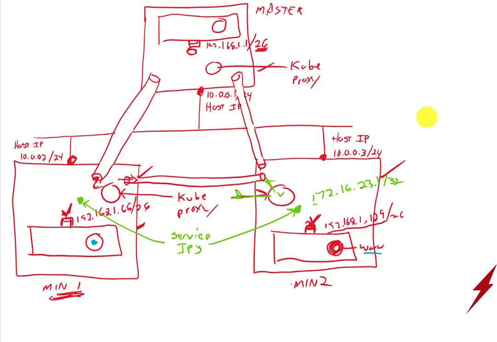And what we wanted to do was, if you actually want to hit that web server, your packet leaves your pod source via 192.168.1, in this example, that's 65. And what do you think the destination of that web server is going to be? It's going to be the service IP. It's going to be 172.16.23.1. Here's where the magic comes in.